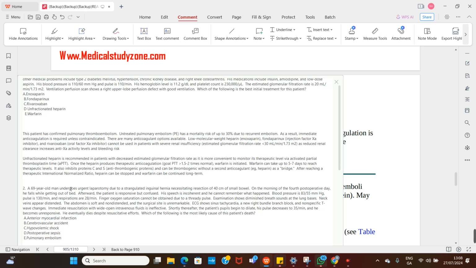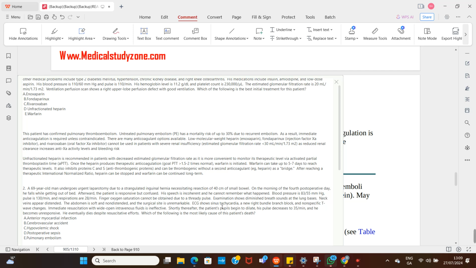A 69-year-old man undergoes urgent laparotomy due to strangulated inguinal hernia, necessitating resection of 40 centimeters of small bowel. On the morning of the fourth post-op day, he falls while getting out of bed. Afterwards, the patient is responsive but confused. Speech is incoherent and he cannot remember what happened. The blood pressure is low, pulse is elevated, respiration is 28. Rales at the lung bases. Neck veins appear distended. The abdomen is soft and non-distended. The surgical site is unremarkable.